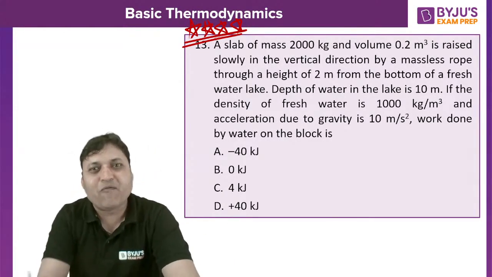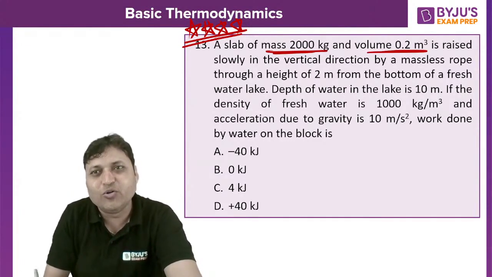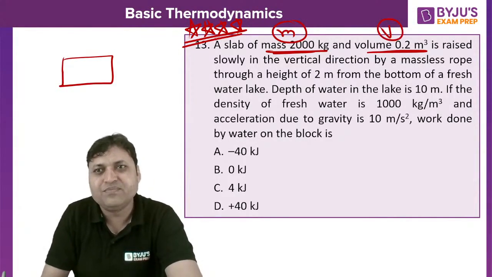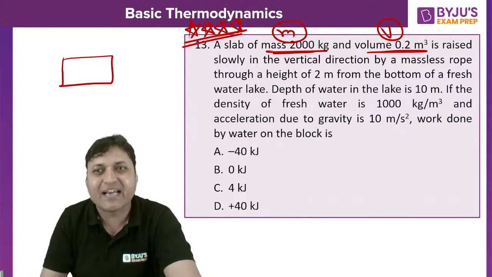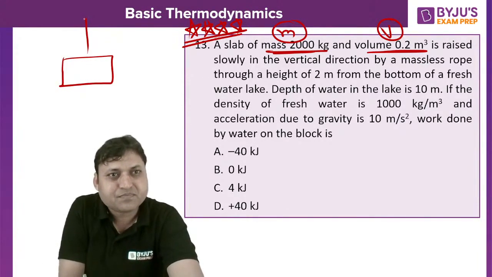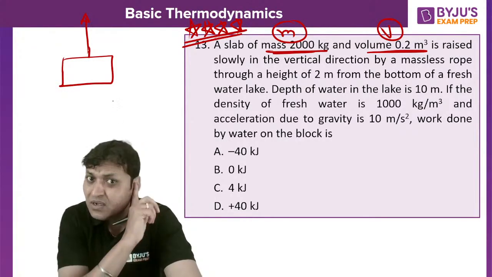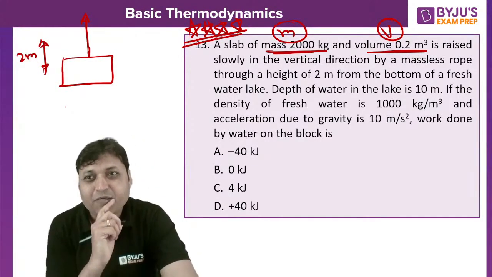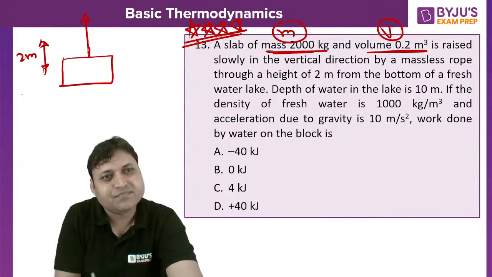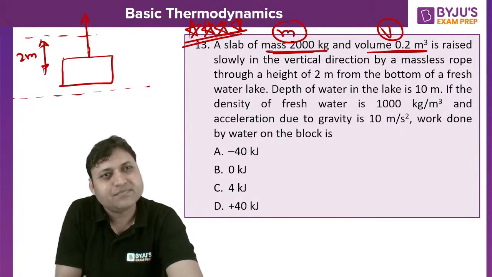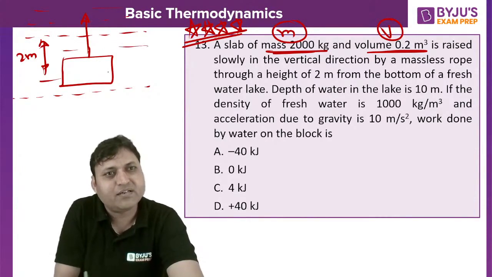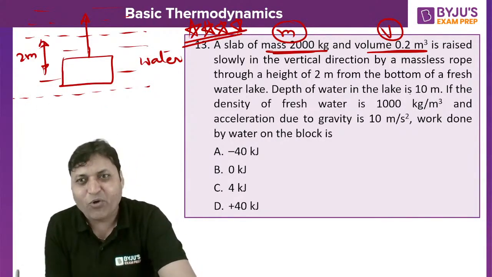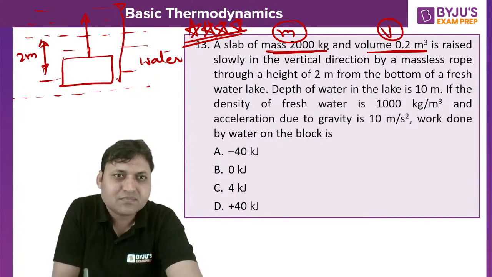There is a slab of mass 200 kg and volume 0.2 meter cube, raised slowly in a vertical direction by a massless rod like this, through a height of 2 meter from the bottom of a fresh water lake. There is a fresh water lake. This is water. And it is rising by 2 meter. The depth of the water in the lake is 10 meter. This is 10 meter.